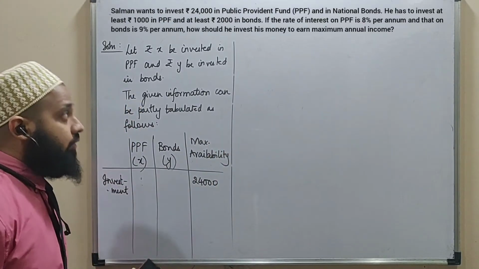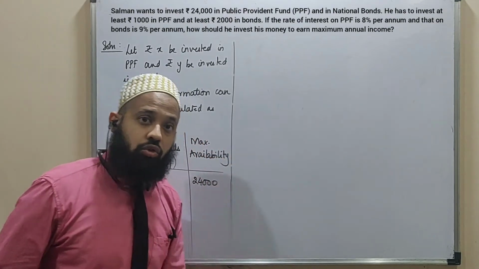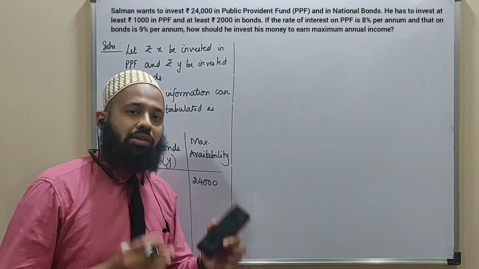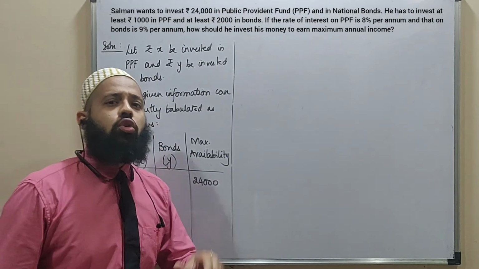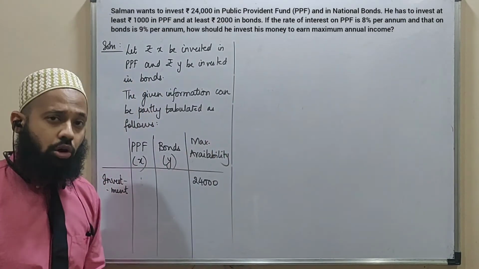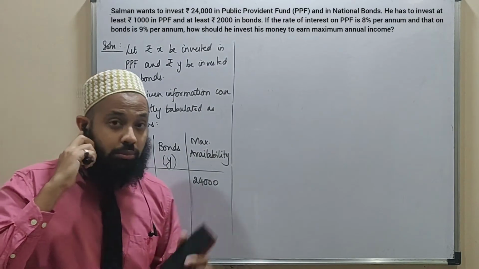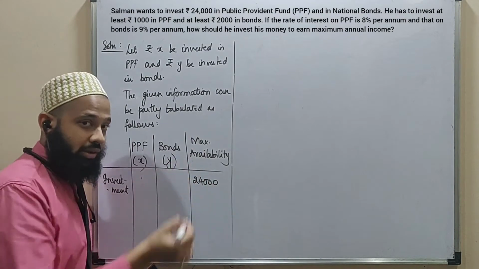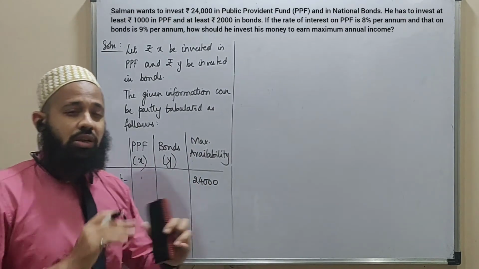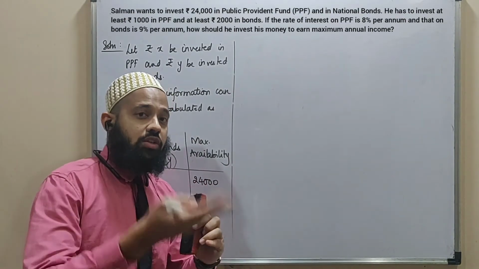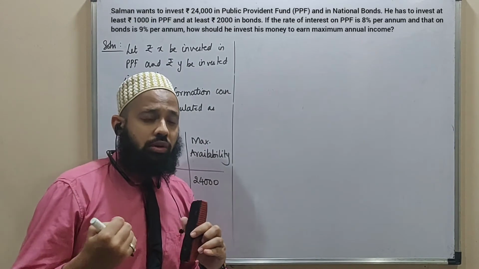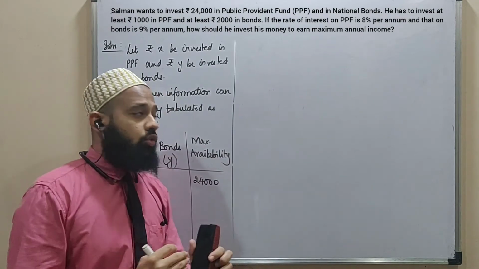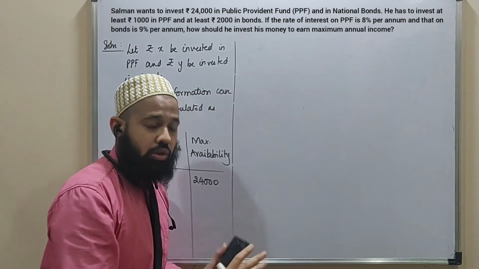The next constraint we are talking about, he cannot invest more than 1,000 rupees, or rather, sorry, he has to invest minimum 1,000 rupees in the PPF and minimum 2,000 rupees in the bonds. Now, the word minimum is contradicting the table here which says maximum, right? So there is a difference between the first constraint and the remaining constraints. So then, therefore, they cannot come under the single table. They have to be kept out of the table for now.